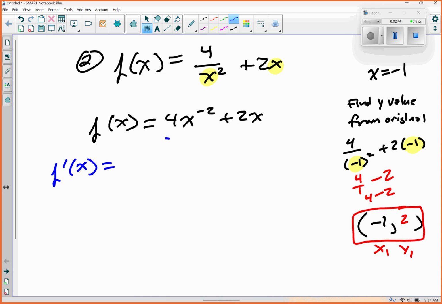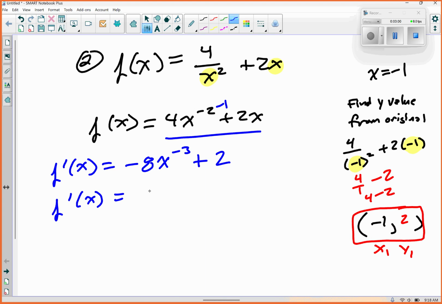Take the derivative of this portion. That's going to give me -8x to the -3, plus 2. Clean up the derivative by not having the negative exponents. The negative number's fine, but we'll move the x to the -3 down, and that becomes our derivative. Then I want to take this -1 and plug it in for the x value on the derivative.